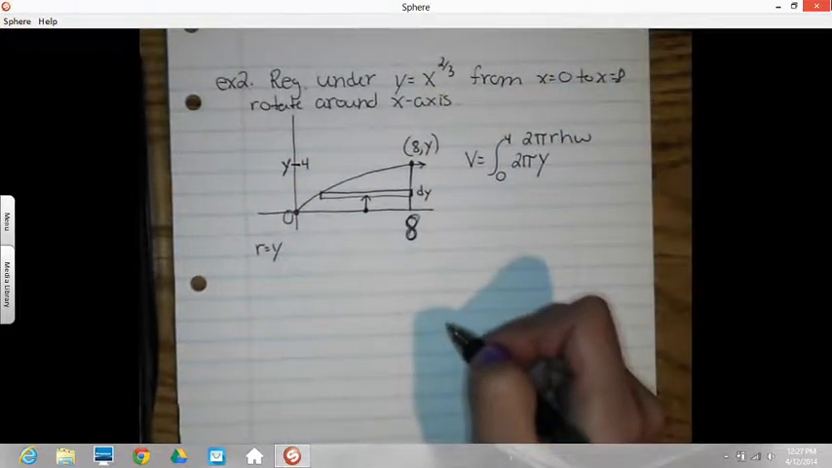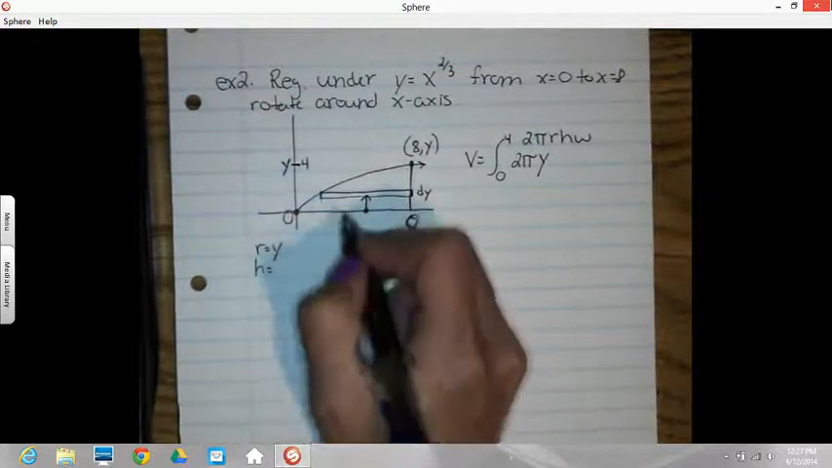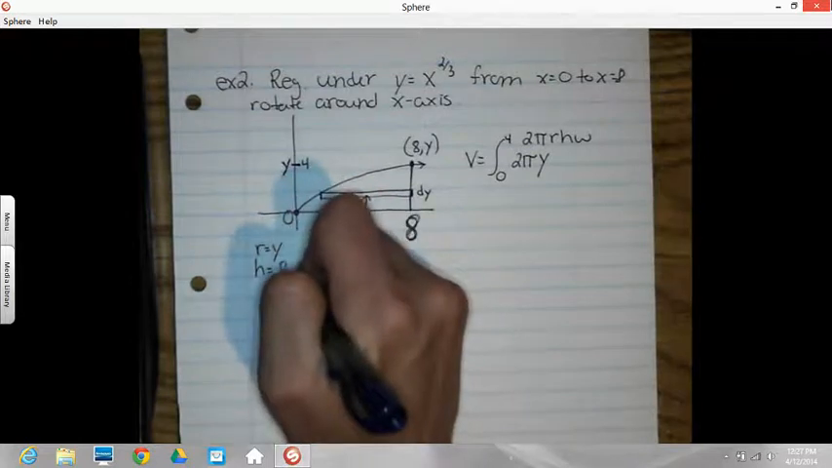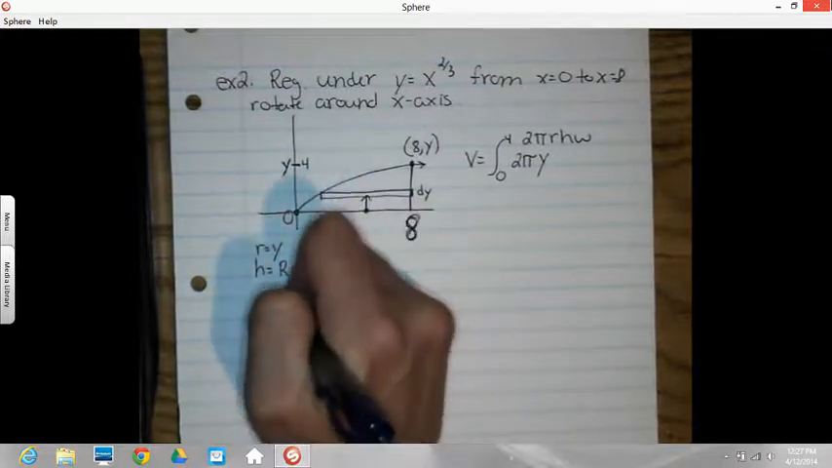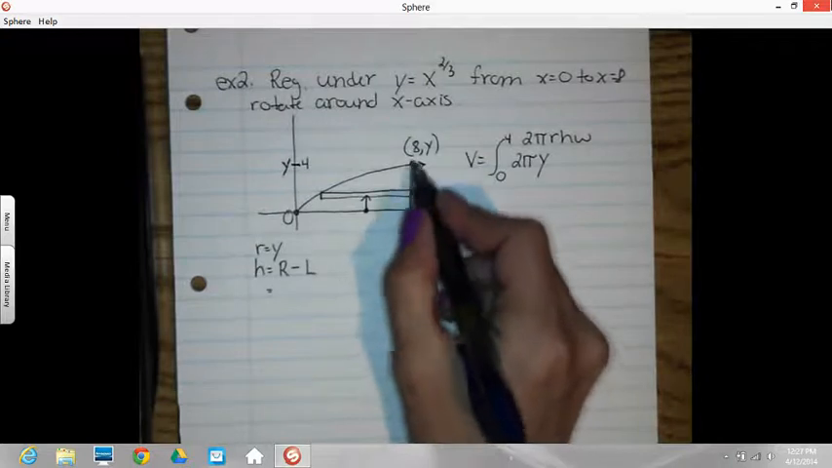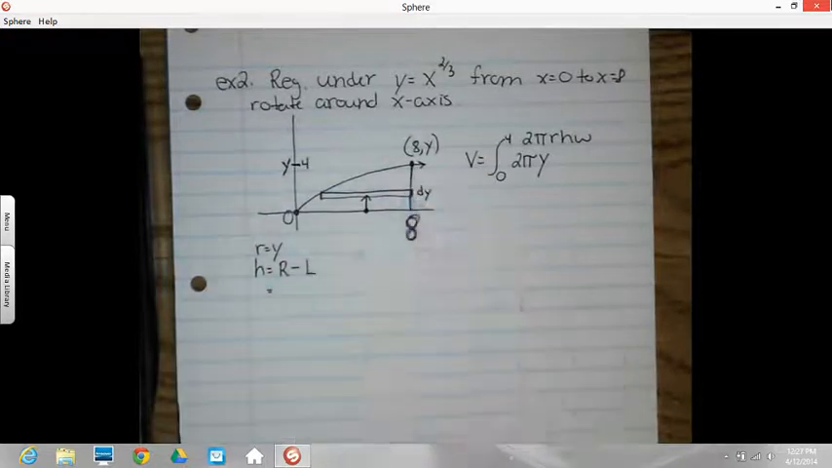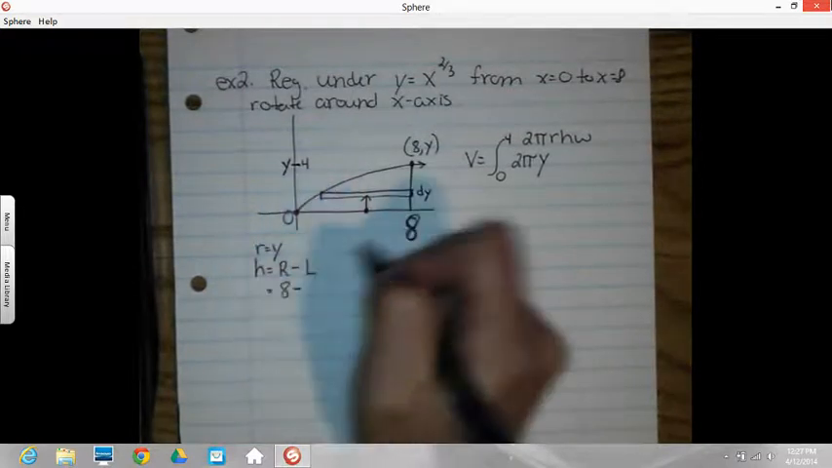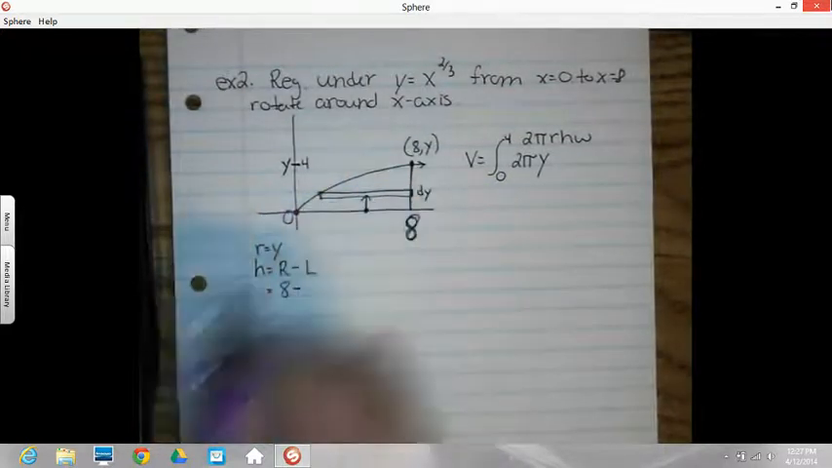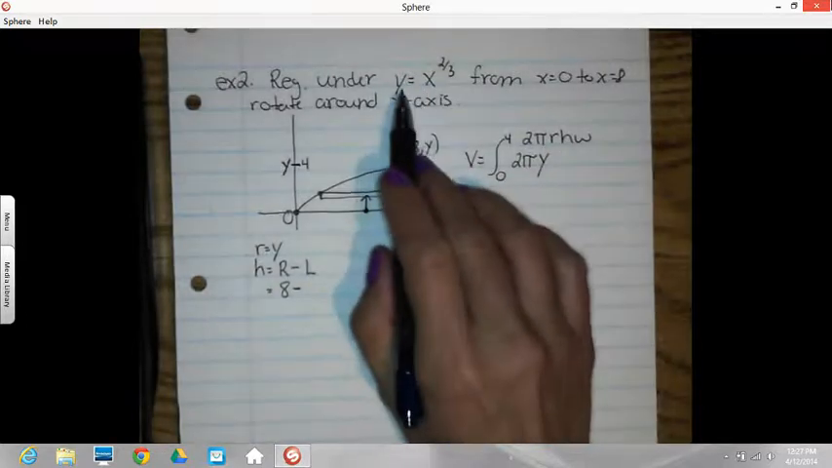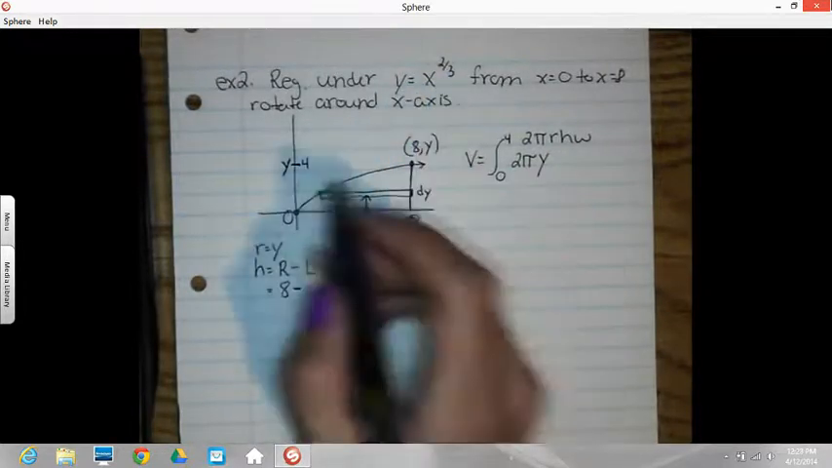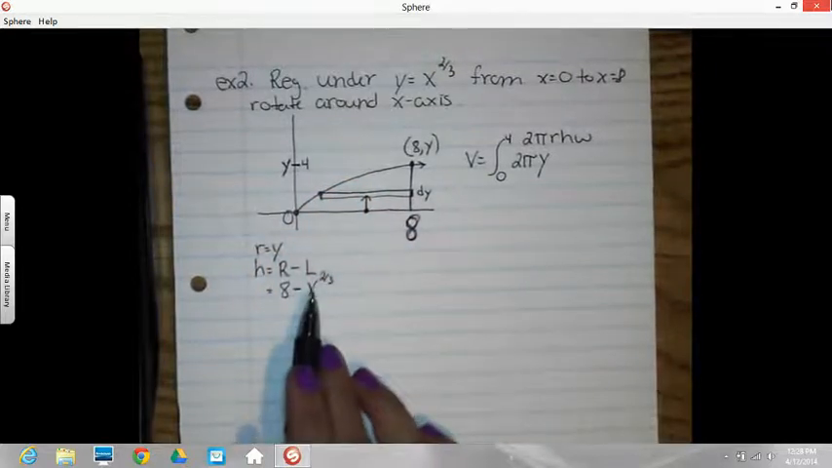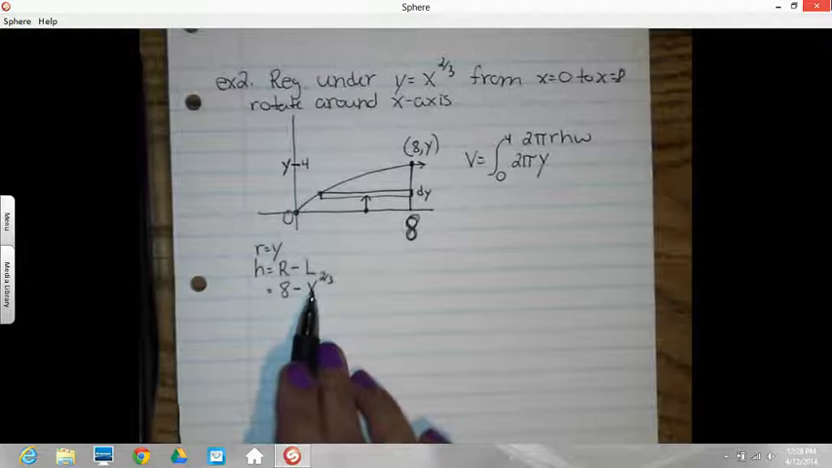The height is the height of my rectangle. That's going to be right minus left. Well, every rectangle, the right edge is at 8, minus the left edge is the function. The function is y equals x to the 2/3. Problem here, I've got x here and I don't want to see x here. I need to see all y's.